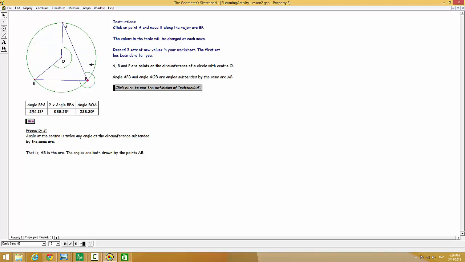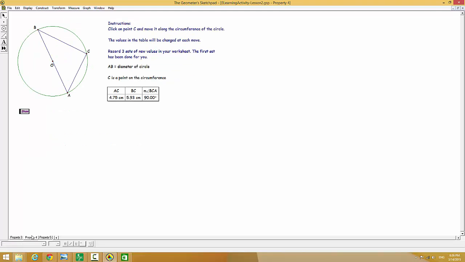My angle at the center in this case is 211.93, my angle at circumference is 105.97. So that's the third property that we learned, where the angle at center is twice angle at the circumference. Let's look at the next property, property 4.